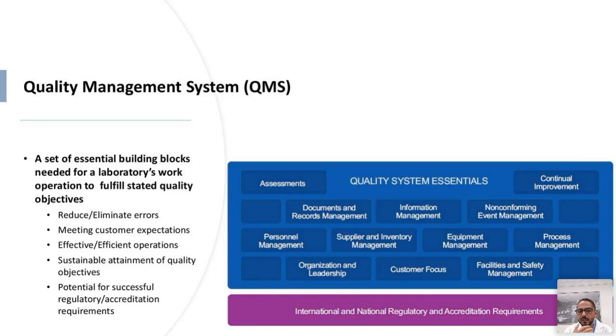So what advantages are we talking about if you have a good quality management system? Of course, the first advantage that would come to your mind is that you will be able to reduce or eliminate errors. Isn't that what we all want in a laboratory setup? We want to produce reliable results. So mainly you want to focus on reducing and eliminating errors.